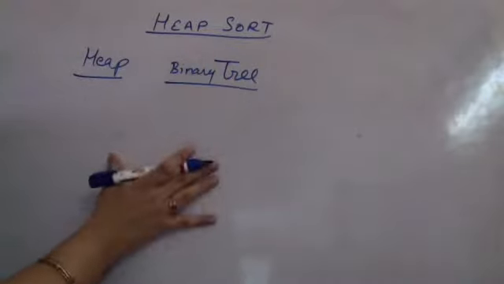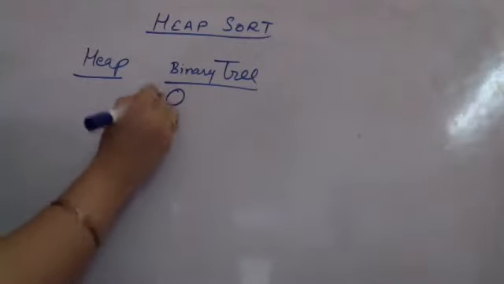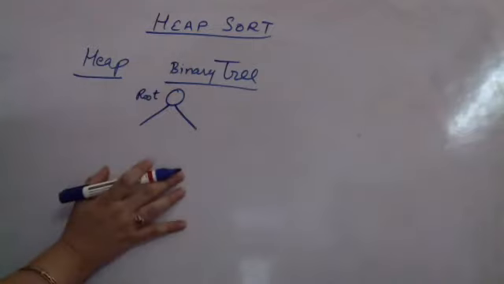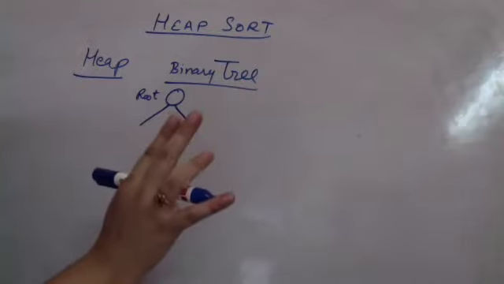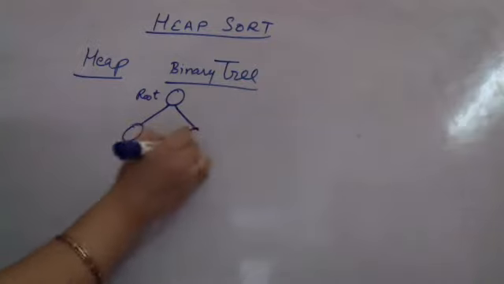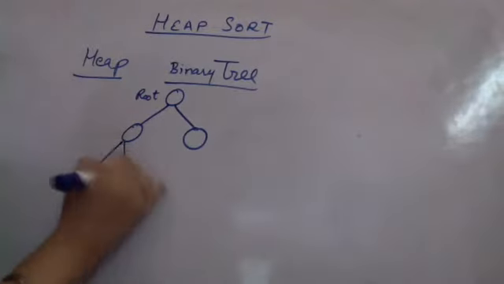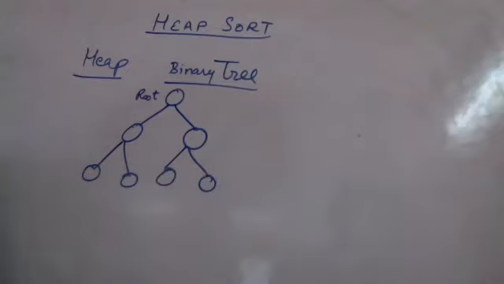So, binary tree में क्या होता है? There is a node, a root node, and there are children of the node. Since it's a binary tree, the maximum number of children that any node can have is 2. So, any node can have maximum 2 children. Then again, the nodes can have maximum 2 children, and so on and so forth.